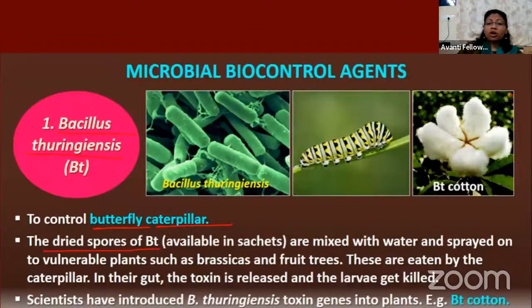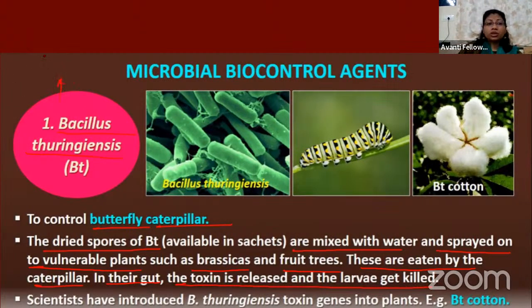So the dried spores of the BT are mixed with water and sprayed on the vulnerable plants. The vulnerable plants are those which are affected by the pathogen or some insect, such as brassica, that is mustard, and the fruit. Okay, these are eaten by the caterpillar. They are very tasty food for the caterpillar, so they usually enjoy it. So in their gut, the BT toxin is released and the larva get killed. We have studied about this.